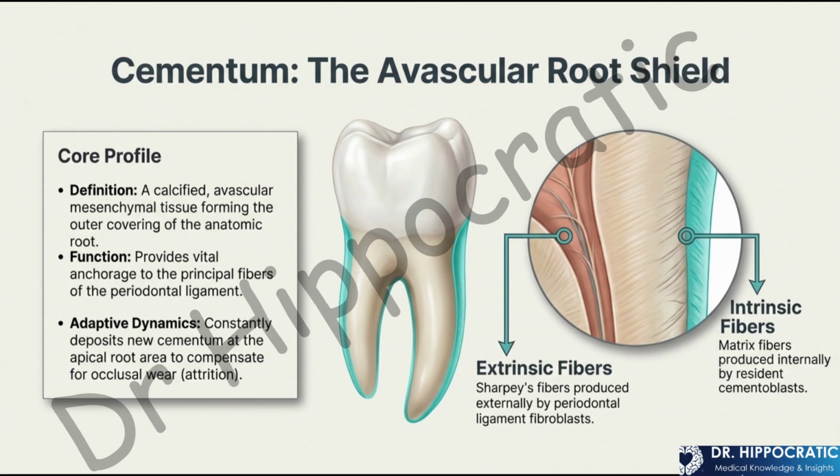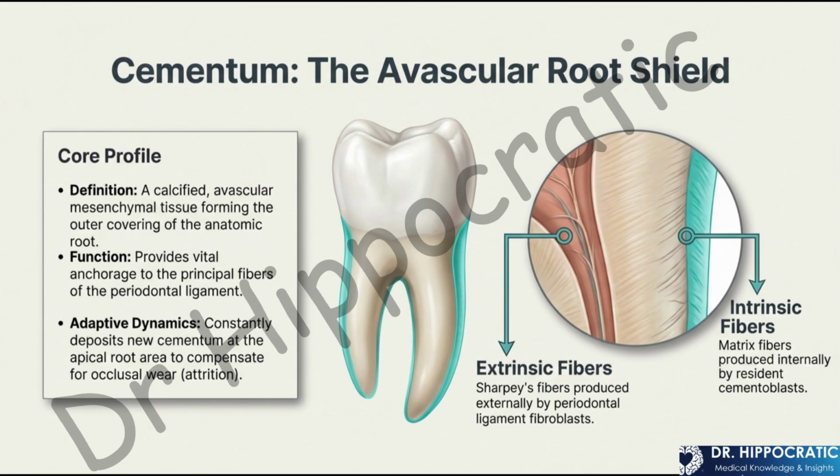If the bone socket is already gripping the tooth, why does the root need its own bloodless shield? Because without the cementum, the periodontal ligament would have absolutely nothing to anchor to on the tooth side. The cementum is a calcified tissue that tightly hugs the root. Its primary biological job is to act as the attachment surface for the fibers of that suspension bridge. And the sources show two different types of fibers embedding themselves into this shield, extrinsic and intrinsic.